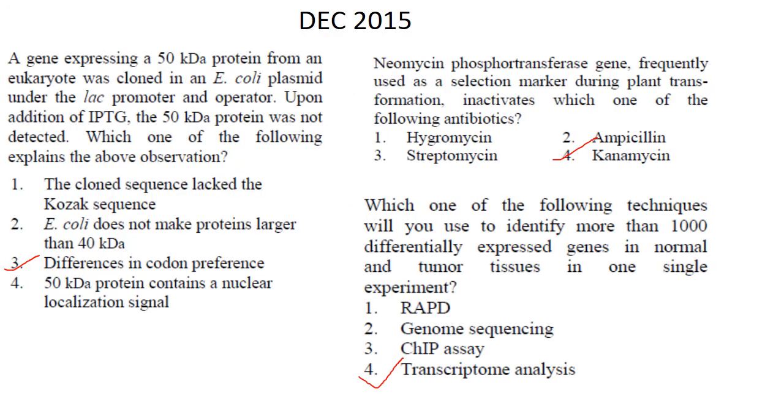Coming to the next year, December 2015. A gene expressing a 50 kDa protein from a eukaryote was cloned in an E. coli plasmid under the lac promoter and operator. Upon addition of IPTG, the 50 kDa protein was not detected. Which of the following explains the above observation?